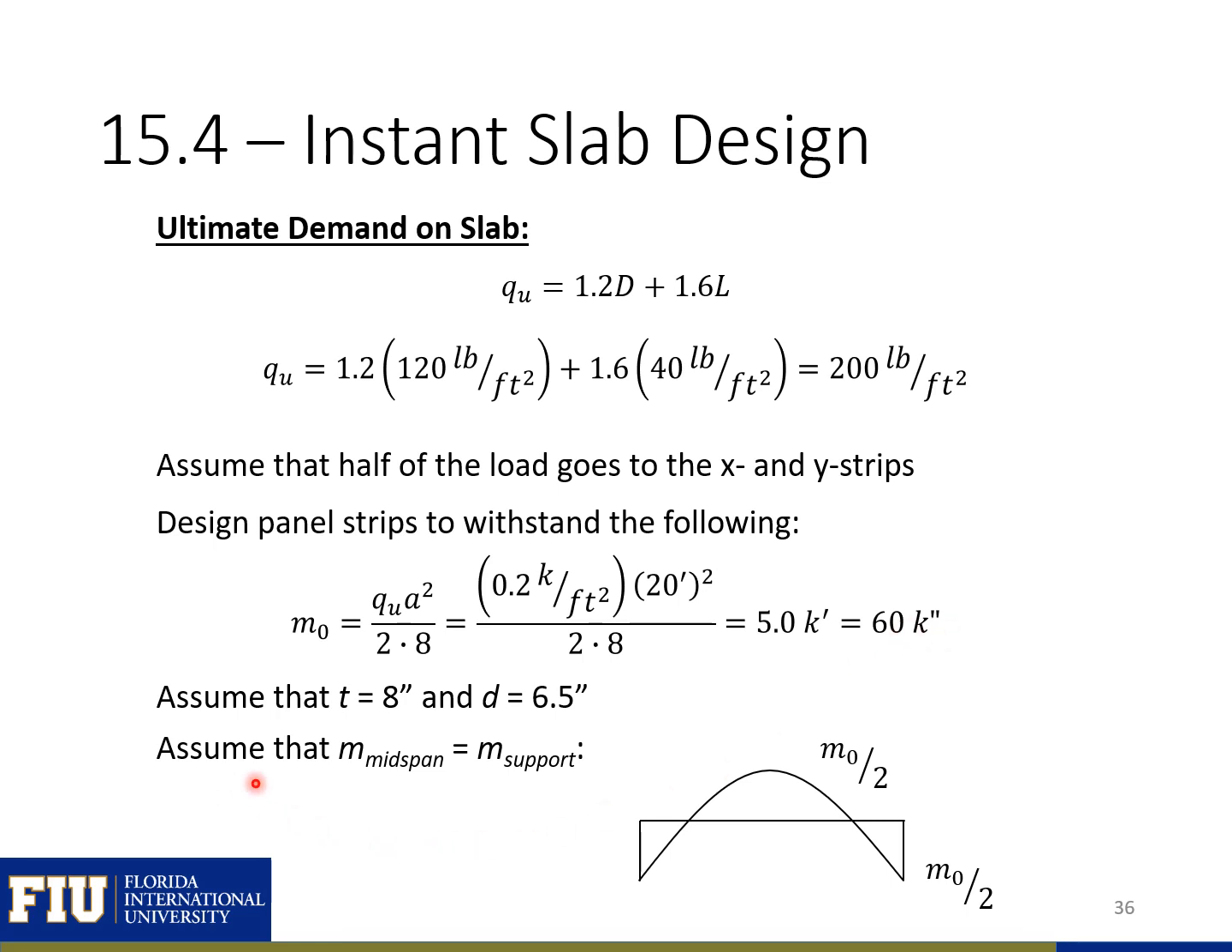So we'll also make the assumption that our midspan moment is equal to our support moment. So our M naught divided by 2 will be our max moment at the midspan, and M naught over 2 is going to be the max moment at the ends. And that's what we'll be assuming here.